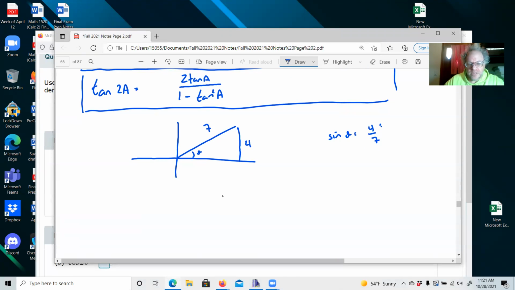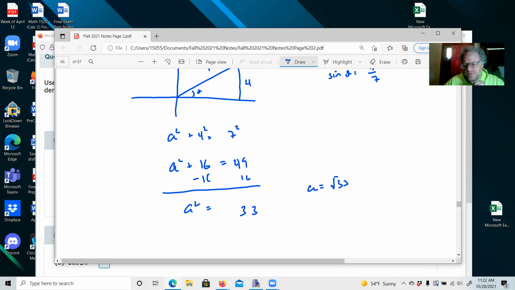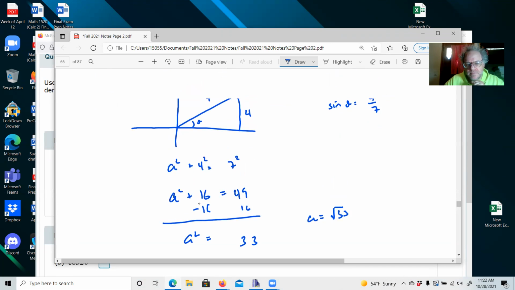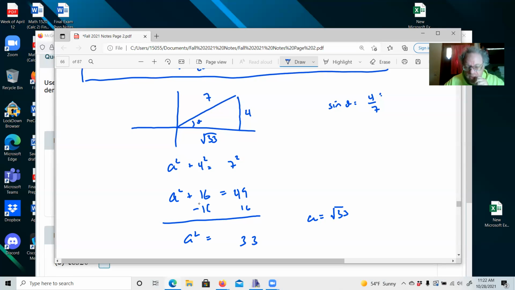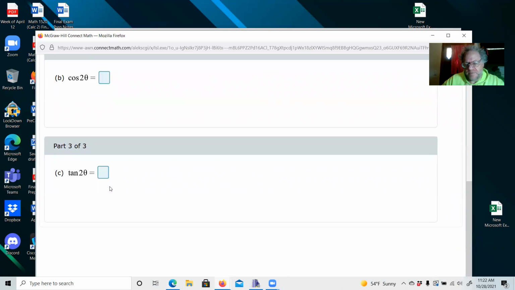So what we're going to do is say we have a squared for the adjacent side plus 4 squared is equal to 7 squared. So this is a squared plus 16 is equal to 49. Subtract off the 16. We have a squared is equal to 33, and 49 minus 16 is 33. So a is equal to the square root of 33. Now they want to know a bunch of other stuff. They're pretty much going to have us just memorize or use this formula. We will have a sine, a cosine, and a tangent.